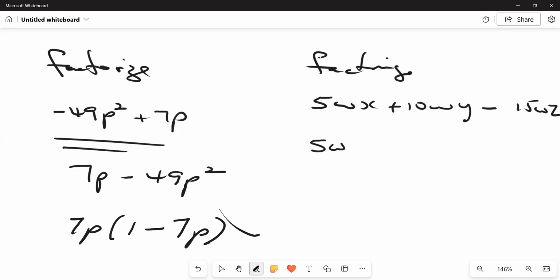5w, yes, right? So 5wx divided by 5w will be x, plus 10wy divided by 5w will give you y. Back that minus. 15wz divided by 5w will give you 3z, right? See that? Then I'm 2. 15 divided by 5 is 2. No, 10 divided by 5, 2.